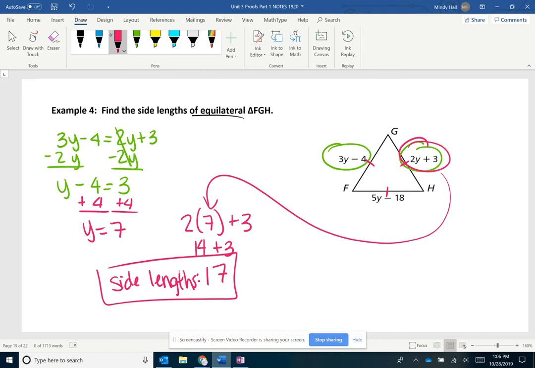3 times 7 is 21. 21 minus 4 is also 17. And 7 times 5 is 35. Minus 18 is also 17. So we did do it correctly.